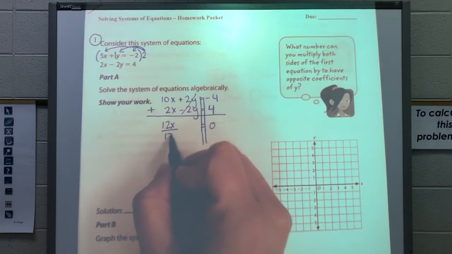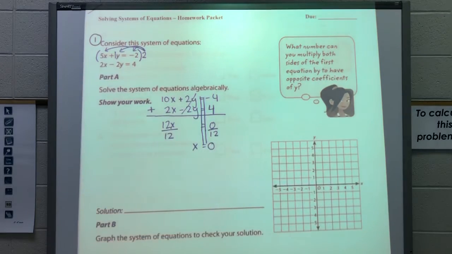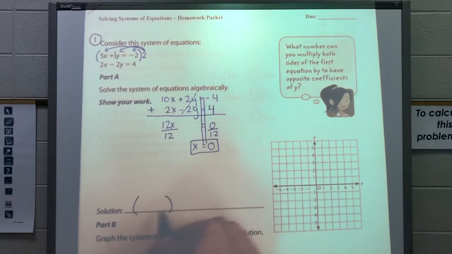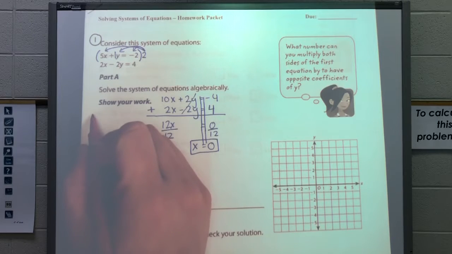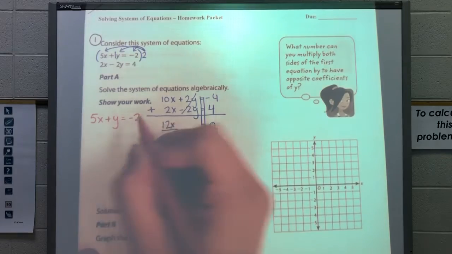Our last step to do is to divide by 12. So we're going to get x equals 0. When we get x equals 0, that is only part of our solution, because our solution is going to be a coordinate. Remember, it's x comma y. We take that x value and we plug it back into one of the original equations. It doesn't matter which equation you want to plug it into, but you need to plug it into one of the original equations. I'm just going to choose to plug it into the first equation, which is 5x plus y equals negative 2.